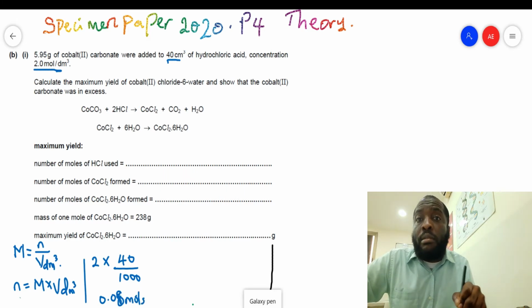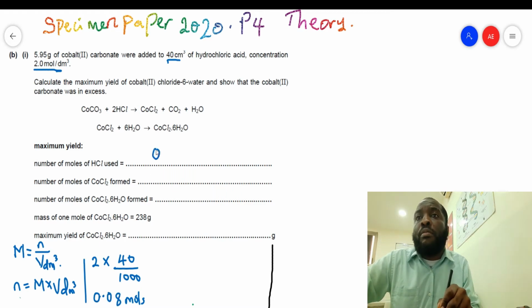Let me just raise this. Good. So we have 0.08 moles. So we come here, at 0.08 moles.